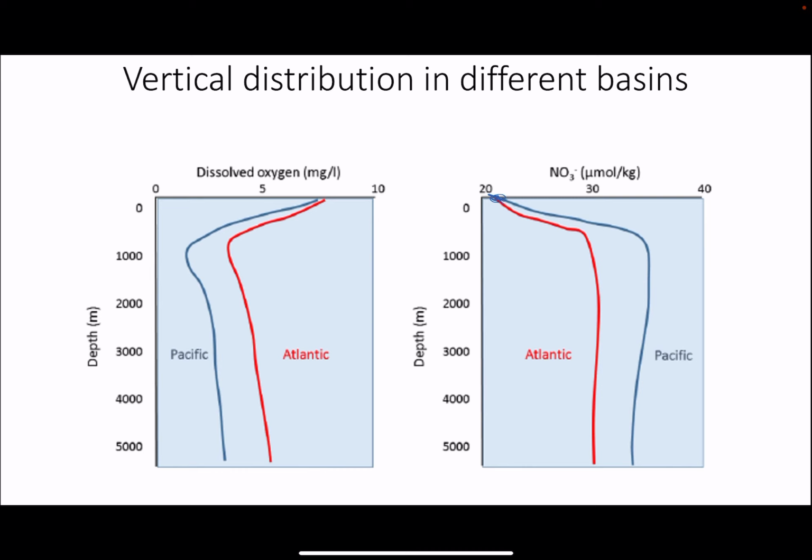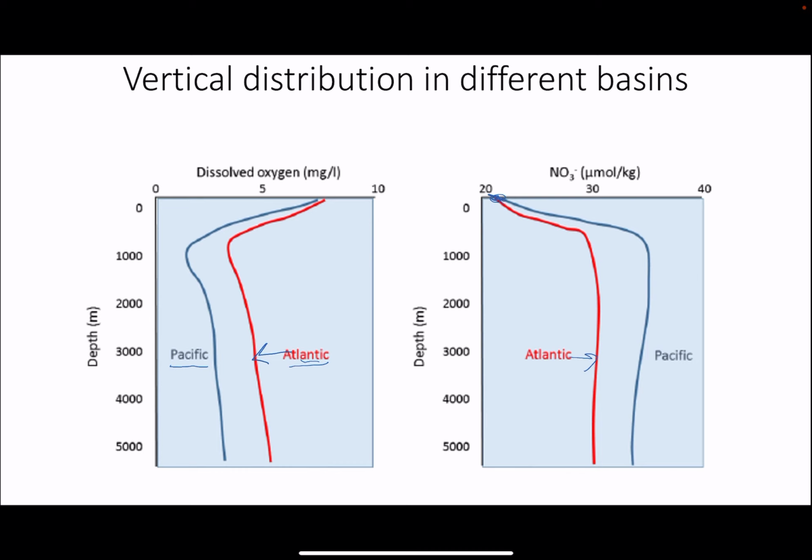So you can see here there's less oxygen in the Pacific, and that's because there's more respiration that's been happening than in the waters of the Atlantic. So as this water cycles through, it goes through the Atlantic Ocean first, and then everything gets respired, and you produce this nitrate and you consume some oxygen.